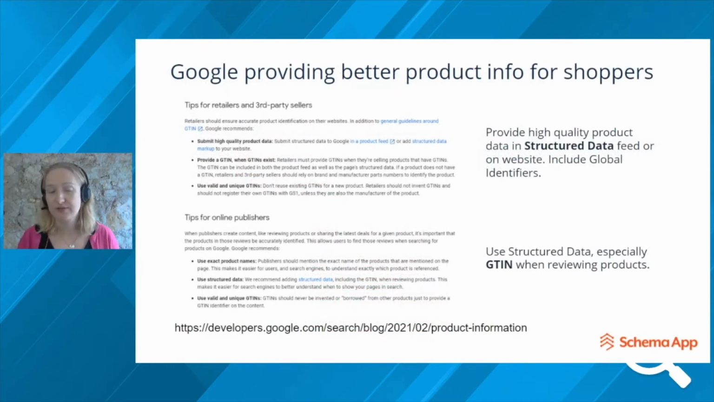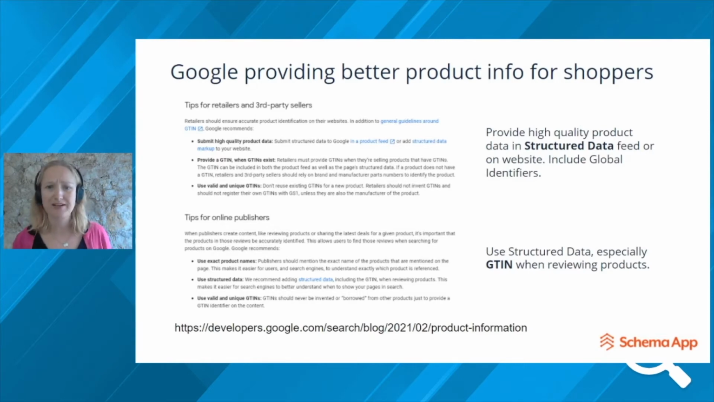In February, we also saw them doing a whole big document on providing better product information to shoppers, articulating again, whether you're a retailer or an online publisher, that you should be adopting structured data and that you should also be using these things called GTINs. So think of this as a global identifier for how you tie things together.